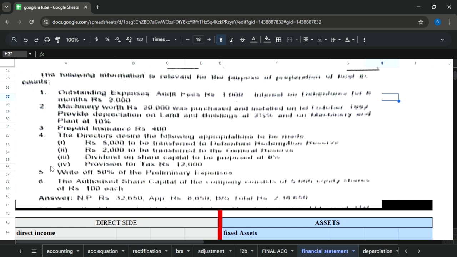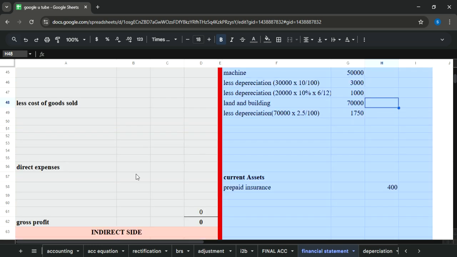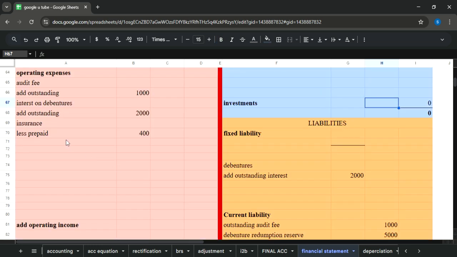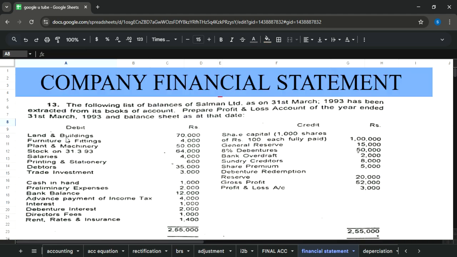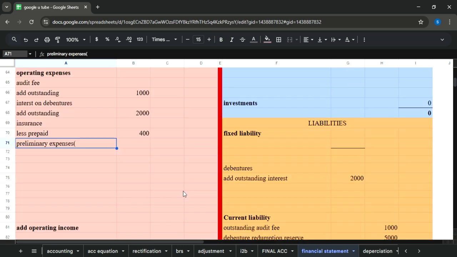They were 4. Next, number 5, write off 50% of preliminary expenses. So you will go to operating expense side, and here we will first mention preliminary expenses. Now let's see how much total amount is mentioned in our question. Preliminary expenses, 2,000 total amount, and it is said to take only half. So multiply by 1 divided by 2.